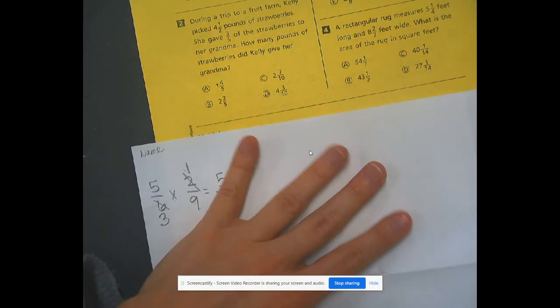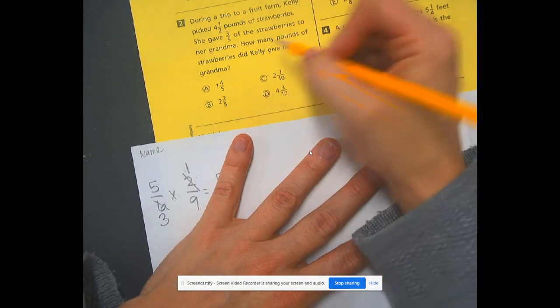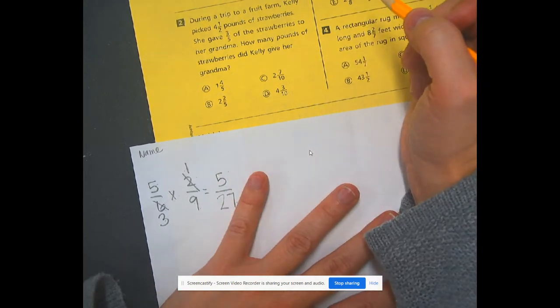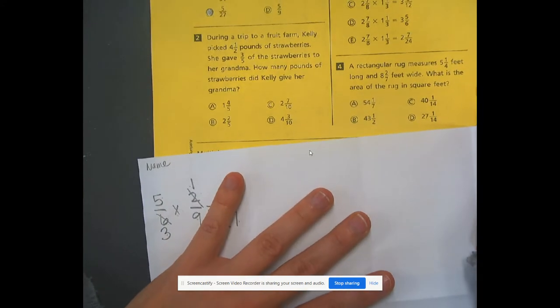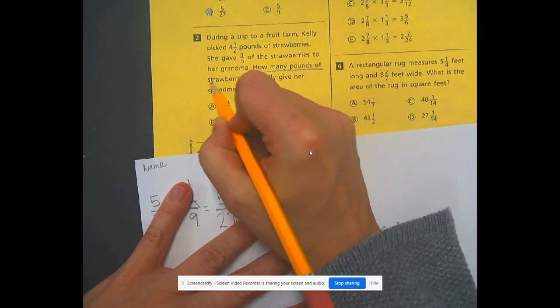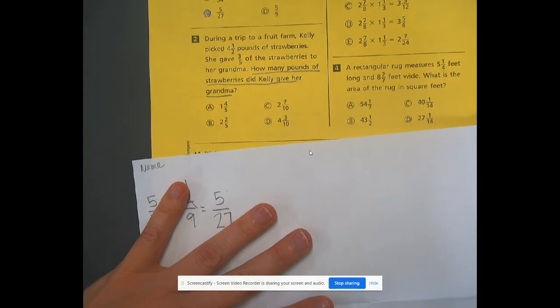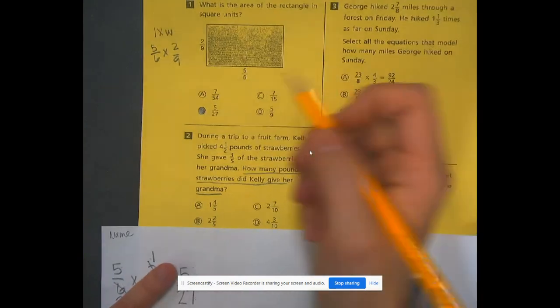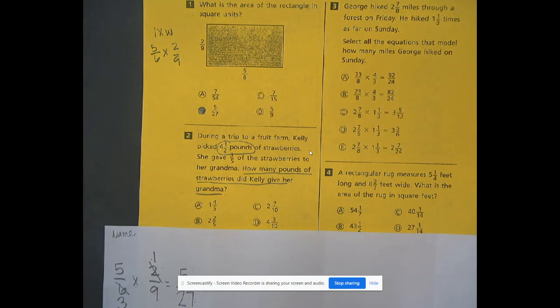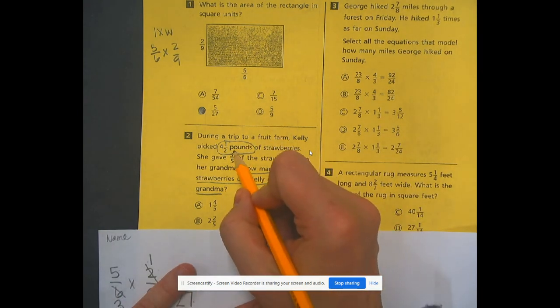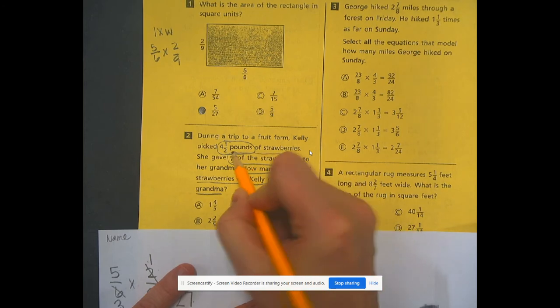Okay, during a trip to a fruit farm, Kelly picked 4 1/2 pounds of strawberries. She gave 3/5 of the strawberries to her grandma. How many pounds of strawberries did Kelly give to her grandma? Okay, what do we need to find out? Good. What do we know? Let me straighten this out. Okay, she has 4 1/2 pounds of strawberry. Good. What else do we know? Okay, now she gave 3/5 of the strawberry.